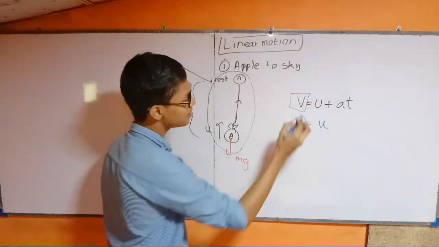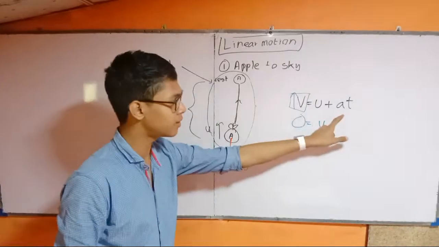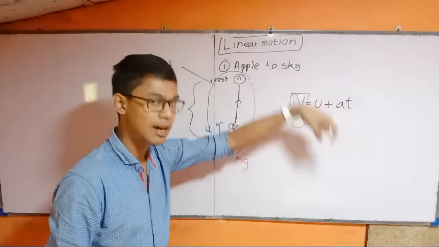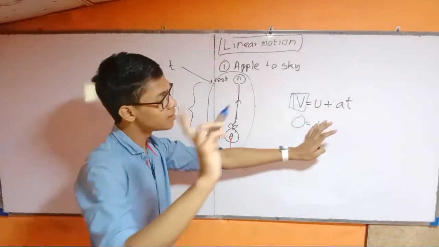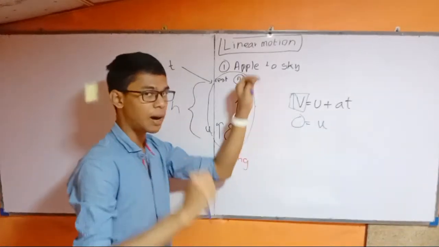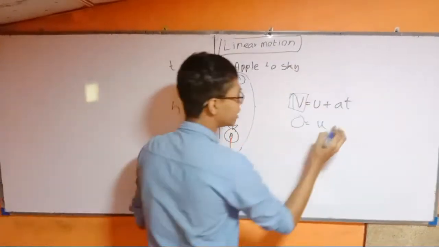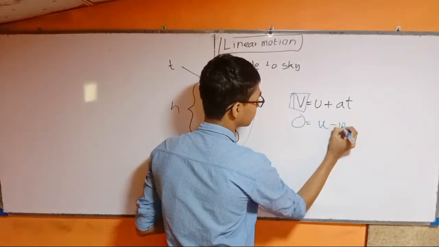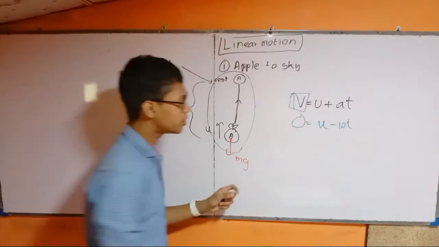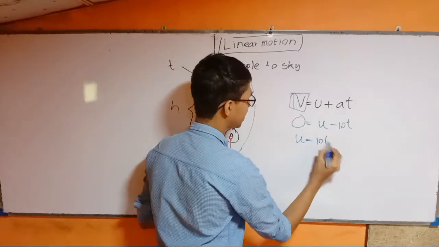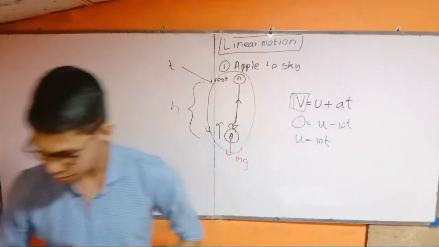I said that I apply the equation of motion upward. So acceleration is downward, so negative. Got it? You got it, right? I apply the equation of motion upward, but the acceleration due to gravity is downward. So it's going to be negative 10 times t. So u is equal to 10t. You don't have to memorize these things, okay? You can just get it. You have common sense.